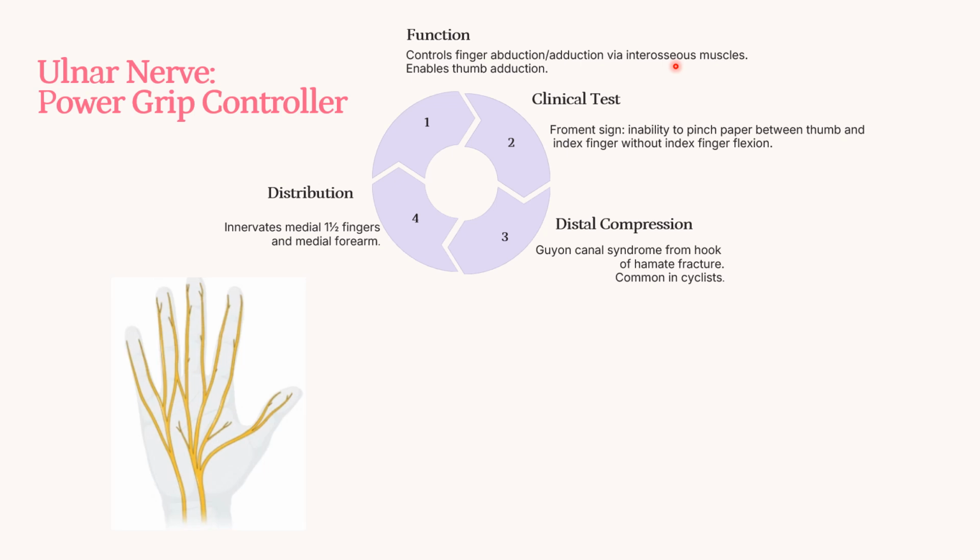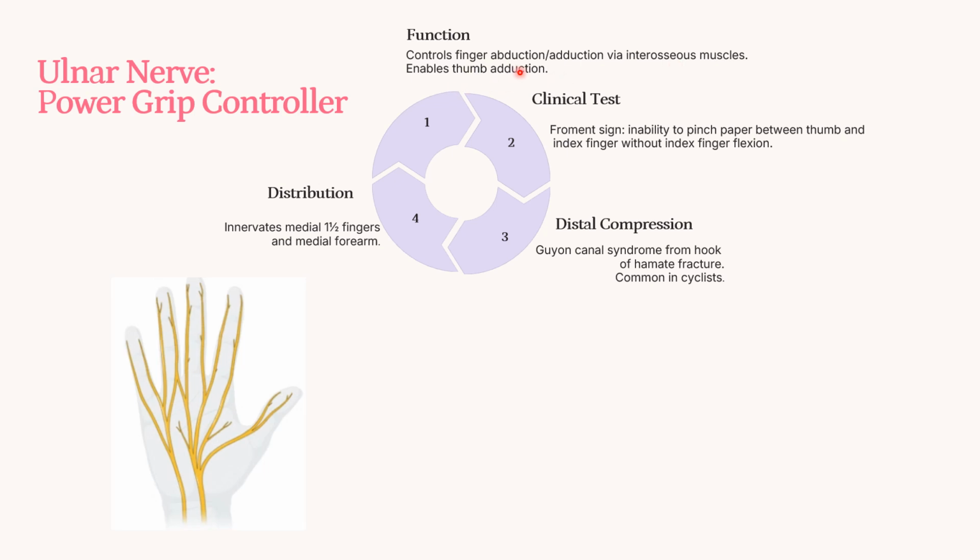The second one is the movement of the thumb. Since the thumb is present laterally, it is logical to think that all movements of the thumb are controlled by the median nerve. But the thumb adduction is controlled by the ulnar nerve. The rest of the movements are done by the median nerve only, except thumb adduction, which is by the ulnar nerve.